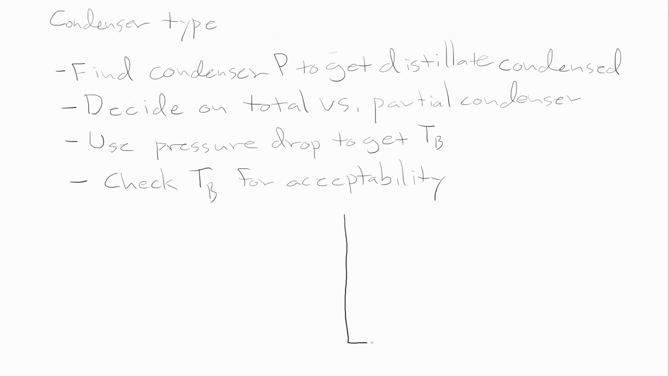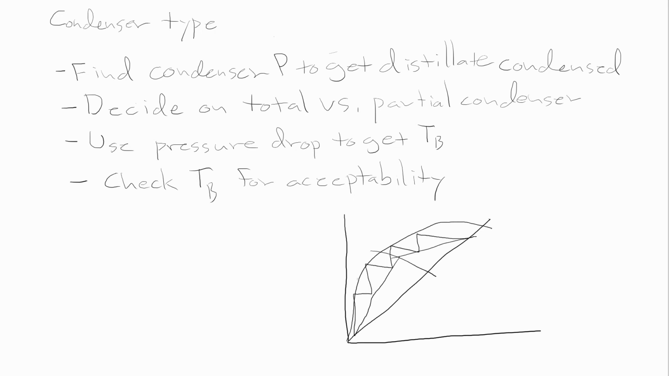And when we design a column with a total condenser, we simply do our same McCabe-Thiele. And now, just as the bottom stage is our partial reboiler, an equilibrium stage, our top stage is going to be our partial condenser, again an equilibrium stage. And then the stages on the column are the ones that are not stage 1 or stage N.